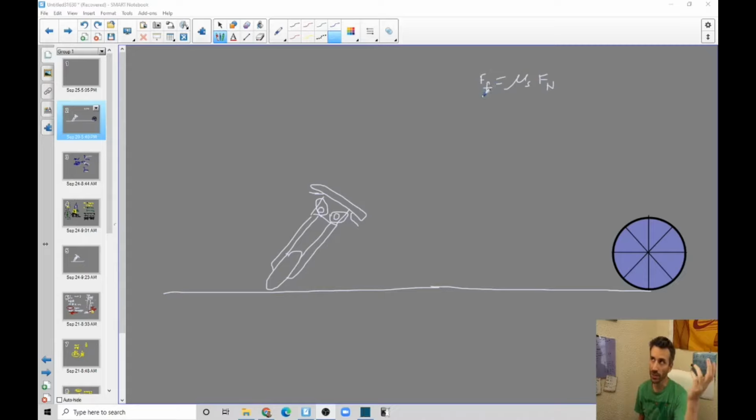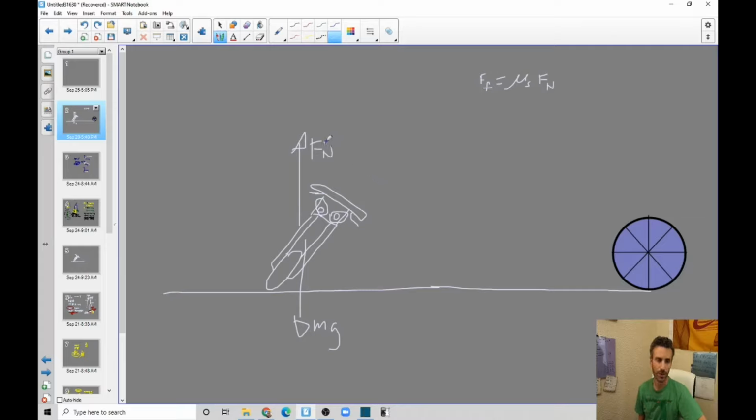Now we can increase the normal force in one of two ways. We can either increase the weight of the object, so we're going to increase mg. So we have the center of mass of this thing, mg acting down, and then of course there must be a force acting up, and that would be the normal force.